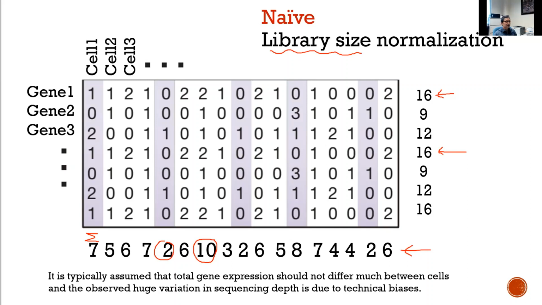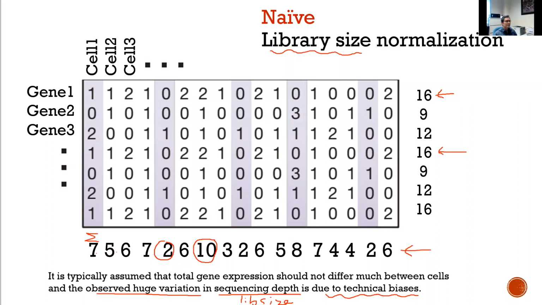The total gene expression per cell should not differ much between cells. Okay, that's a general assumption. The observed variation, the difference in library size across cells, is variation in the sequencing depth. Library size is proportional to the sequencing depth, and we assume it's due to technical bias.